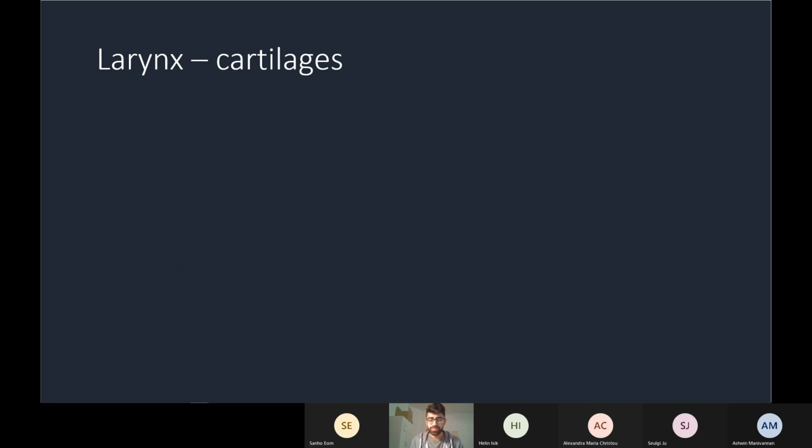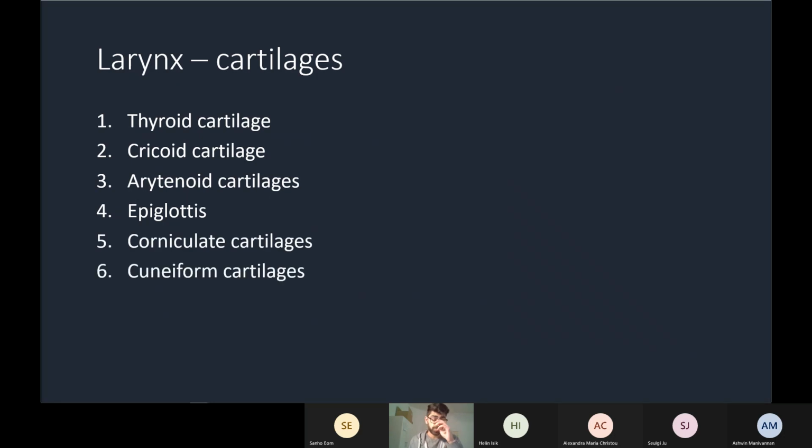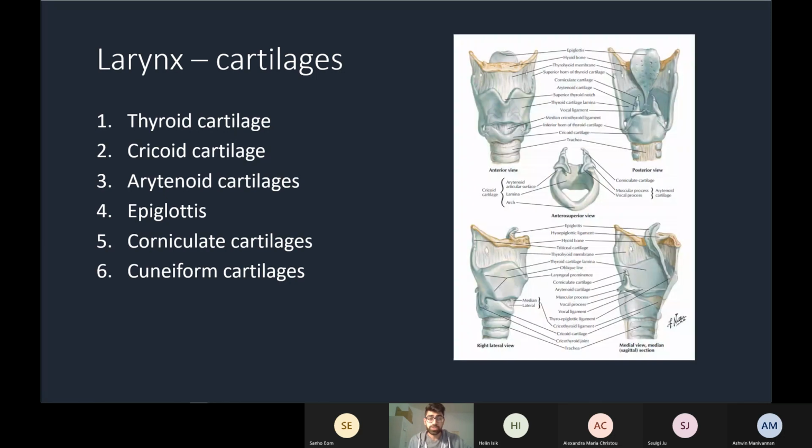Okay. So let's dive into the cartilages. First of all, I'm going to just mention what the names are, and then I'll talk about a little bit of detail for each one. So thyroid cartilage first, cricoid cartilage, arytenoid cartilages, there are two, epiglottis, unpaired, singular, and then we have corniculate and cuneiform cartilages. So again, these are paired, very small cartilages. So this is the scheme which kind of shows you everything you need to know.